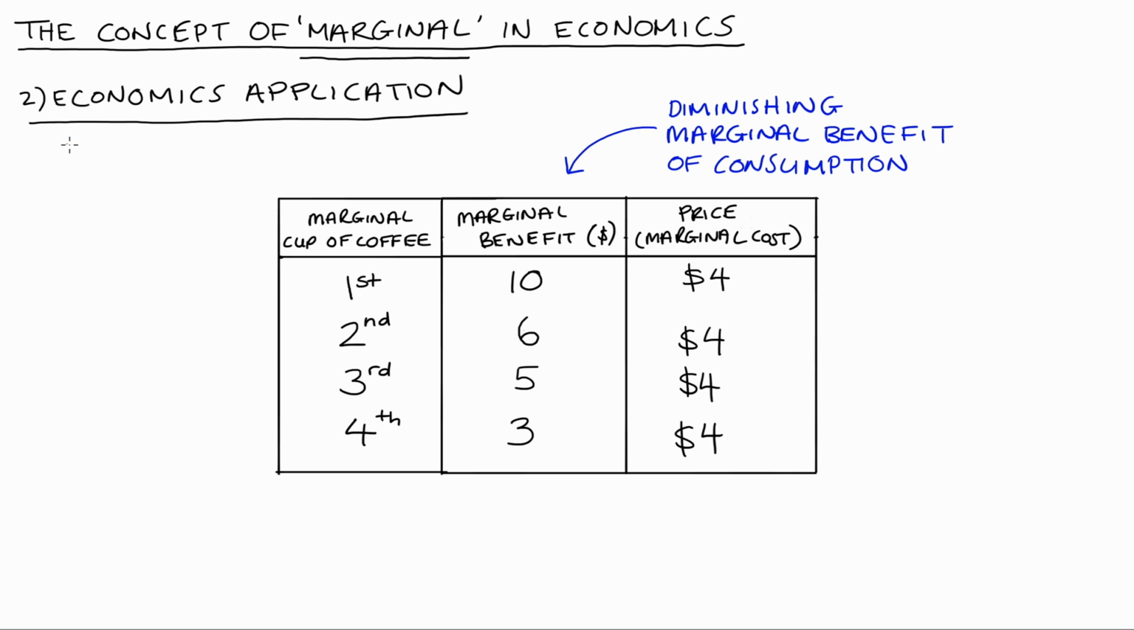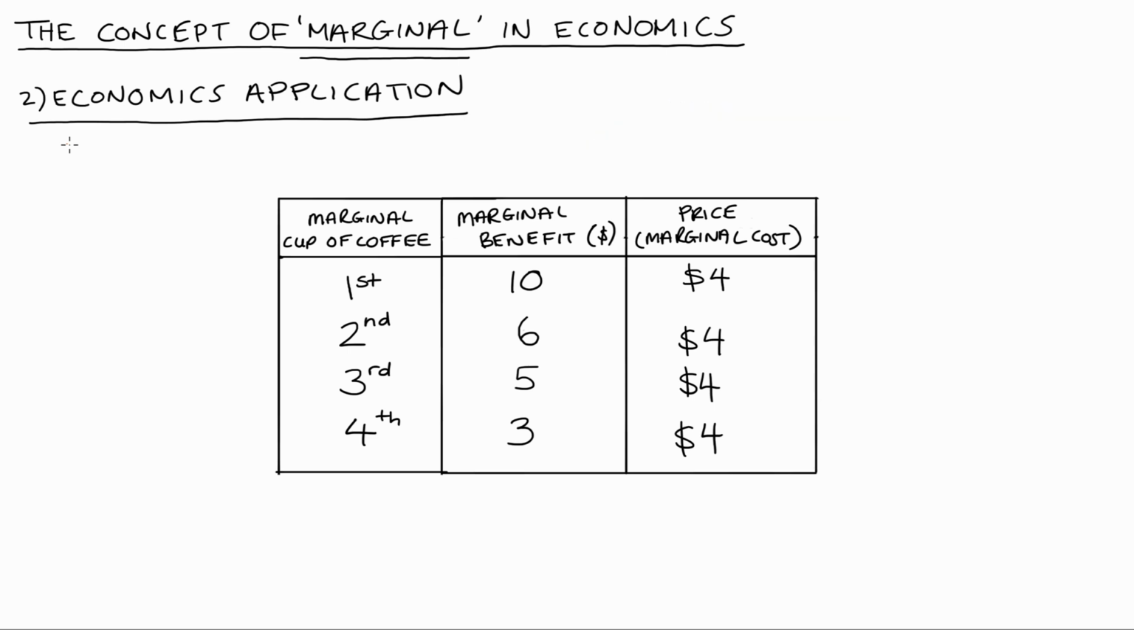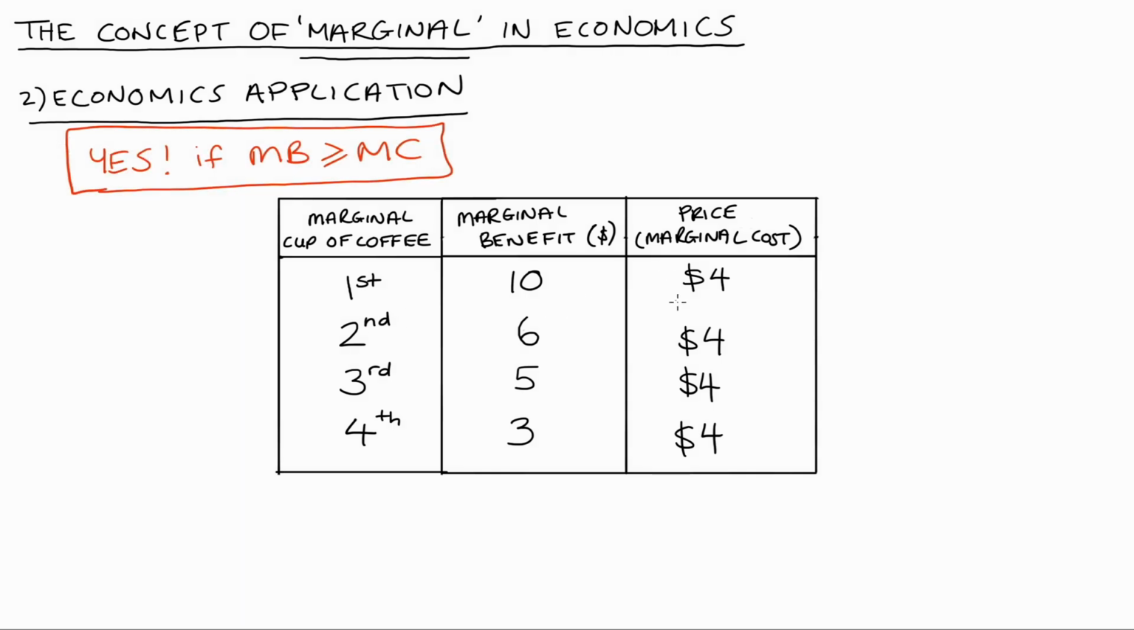And this diminishing marginal benefit actually makes a lot of sense for a lot of products, especially probably for coffee. The more cups of coffee that we have, the less benefit that we get for each marginal cup. And so economists would say that, yes, our consumer will consume the first marginal cup because the marginal benefit is definitely greater than the marginal cost.